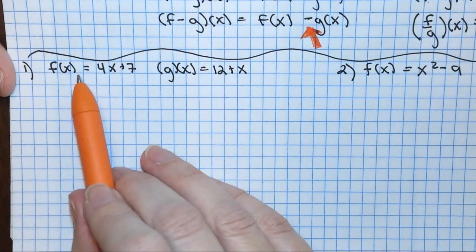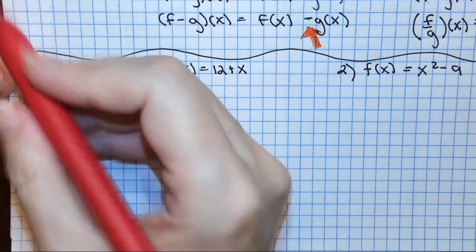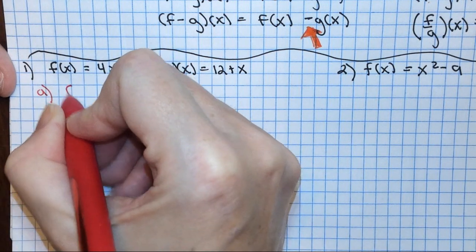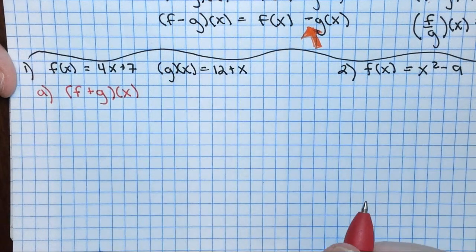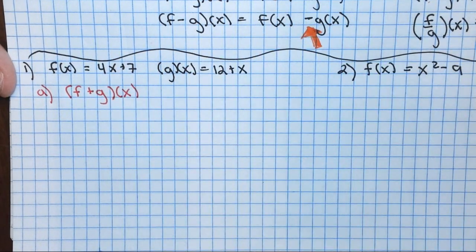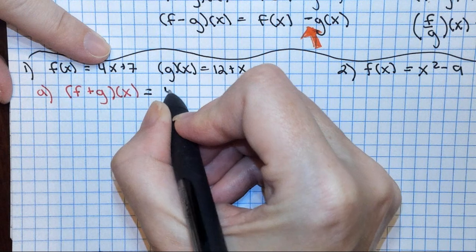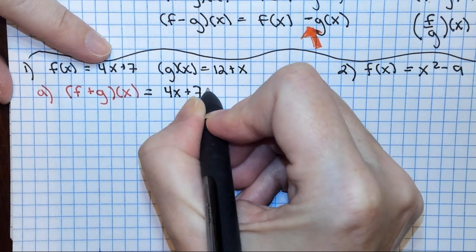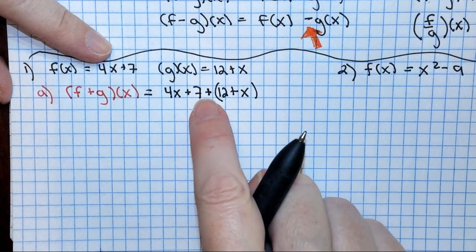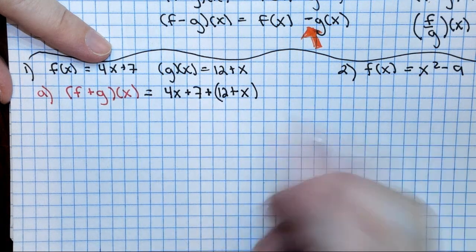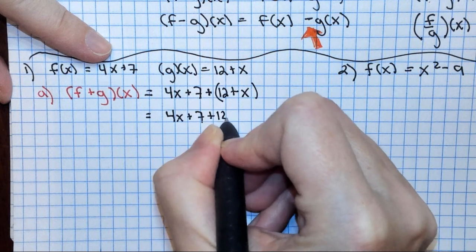Under example 1, we're going to use f of x and g of x. So the first one that I'm going to do is (f + g)(x). Okay, so if I was going to continue from there, my next portion would usually be 4x plus 7 plus 12 plus x. And I'm going to keep that in parentheses right now just to make sure there's nothing I need to run through. I don't, so ultimately I just have 4x plus 7 plus 12 plus x.